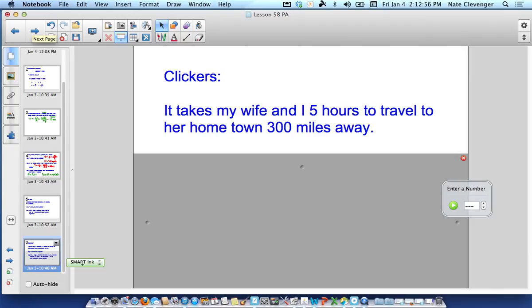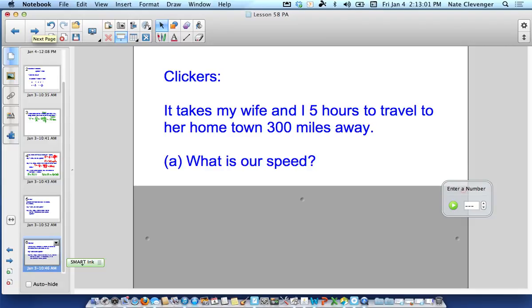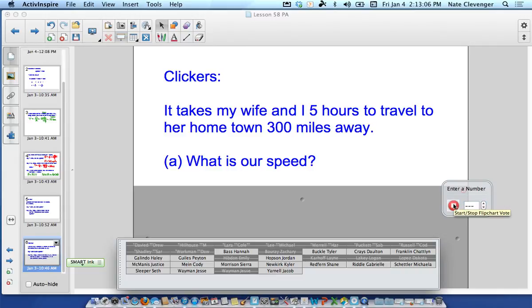It takes my wife and I 5 hours to travel to her hometown, which is 300 miles away. What is our speed that we're traveling at? I already know this one.